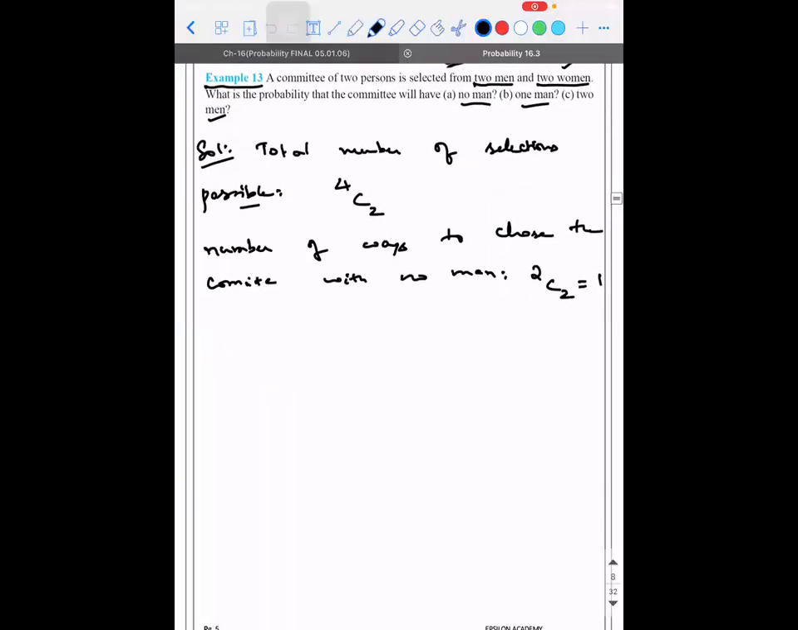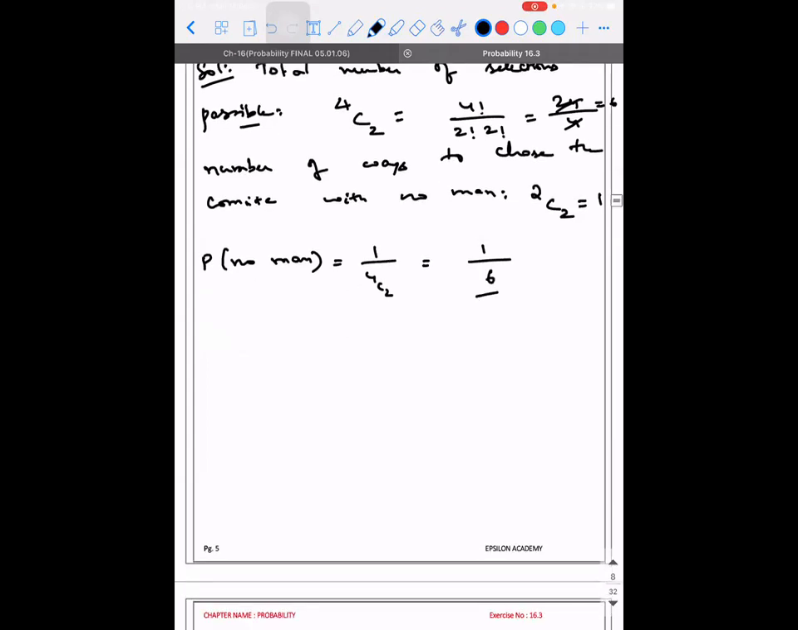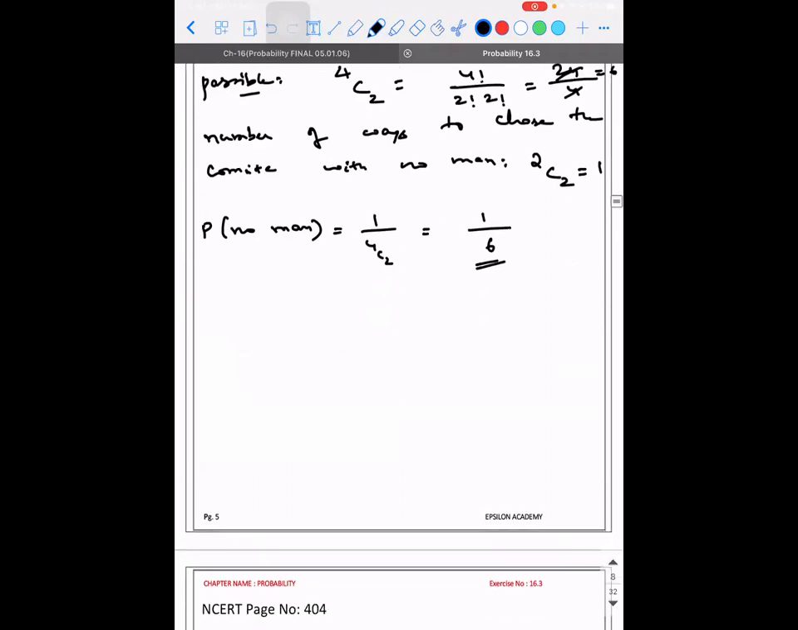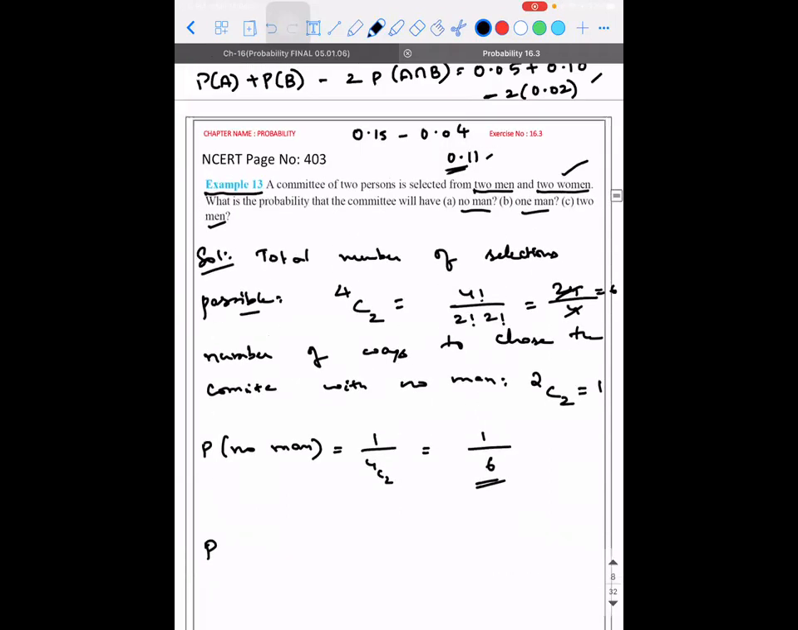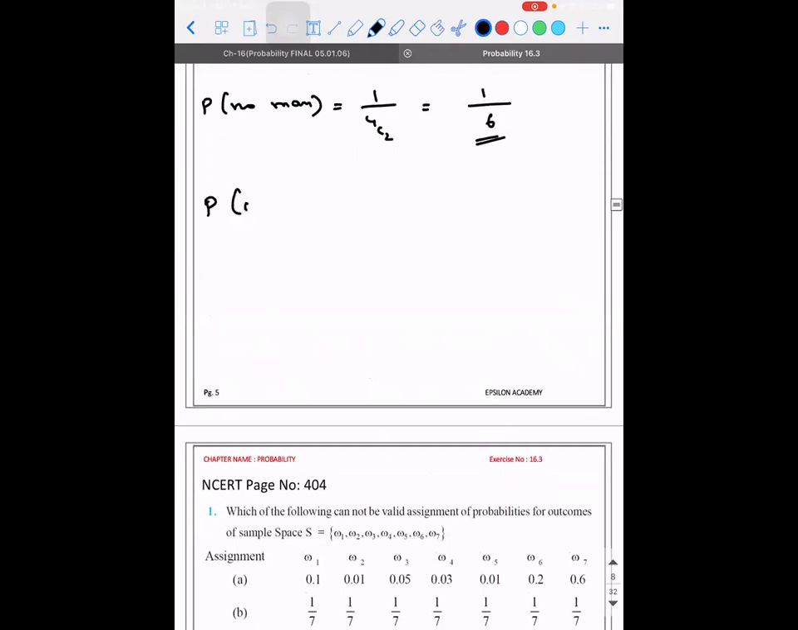So the number of ways to choose a committee with no man is 1 way. So what is the probability with no man? It is 1 out of 4C2. 1 divided by, what is 4C2 guys? It is 4 factorial divided by 2 factorial into 2 factorial. nCr is n factorial by n minus r factorial into r factorial. So 4 factorial is 24. 24 divided by 4 is going to give you 6. So 1 out of 6. Right? Next is what? Probability with one man.